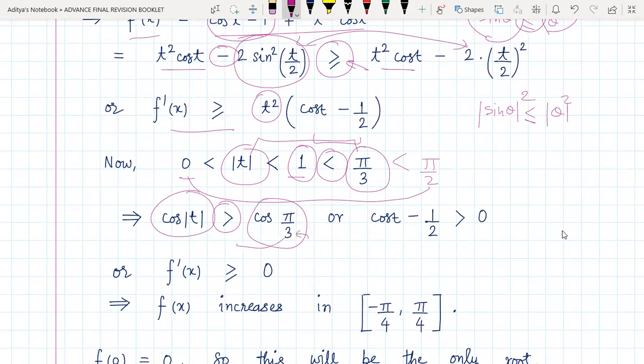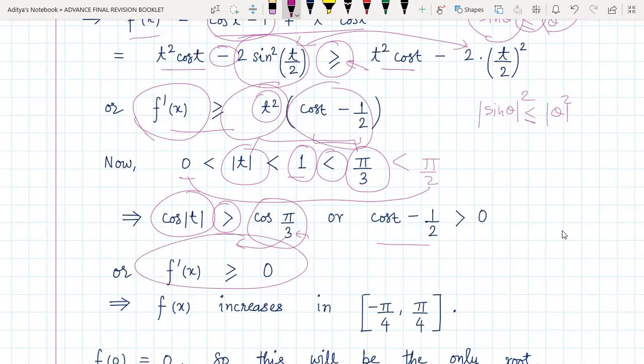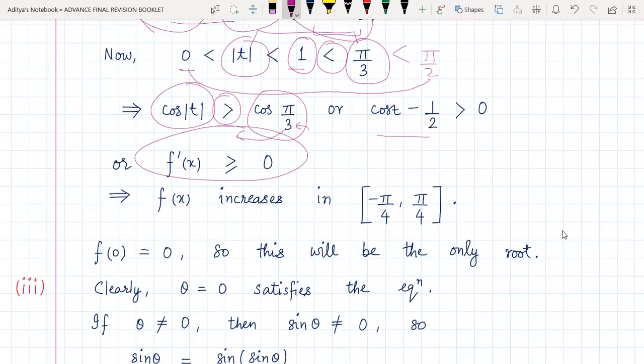So transposing it to the other side gives us cos t minus half greater than 0. And obviously, since this is greater than 0, and t square is anyway greater than or equal to 0, f prime x would be greater than or equal to 0. So f of x increases in this interval, but f of 0 equals 0, which we can very easily observe. So this will be the only root.